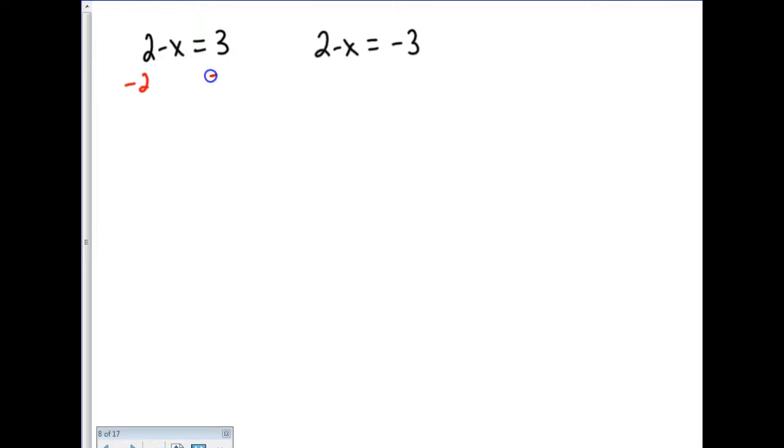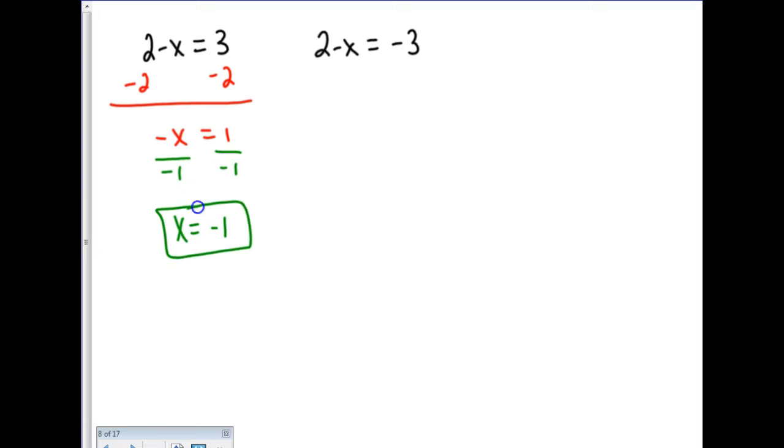Subtract 2. Now don't lose this negative in front of the x. It's negative x equals 1. If that was any number other than negative 1, you would handle it the same way. You would divide by the coefficient. So let's do that here as well. Divide by negative 1, divide by negative 1. x equals negative 1.